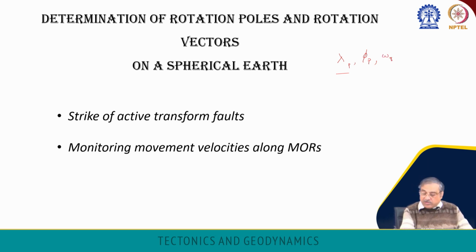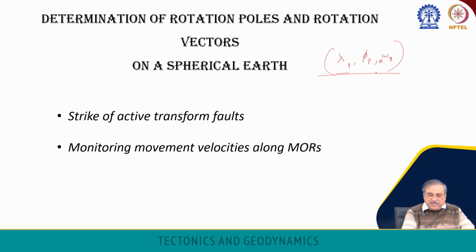So if we are talking about A with respect to B, the angular velocity of B with respect to A, the magnitude of this angle is per unit time, and all of these together would actually specify the relative motion between two plates on the spherical earth. But how do we retrieve this? How do we find this out?